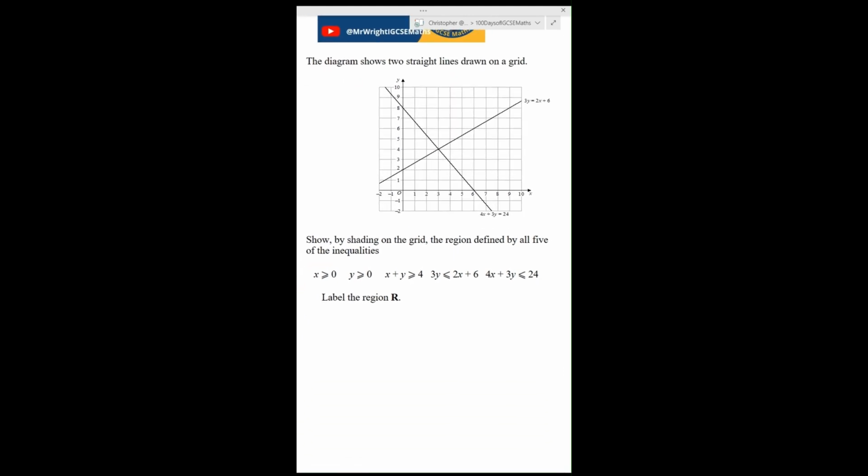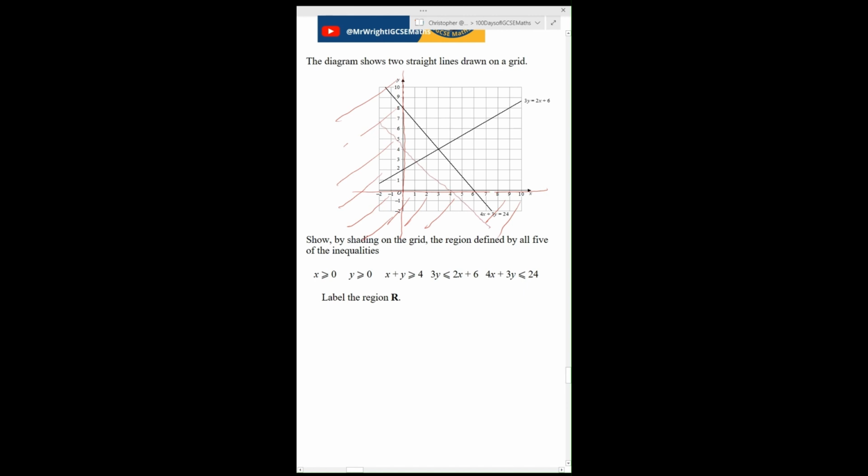Okay, I'm going to shade out the areas that I don't want. So first of all, here's the line y equals 0. I don't want less than 0. Here's the line y plus x equals 4.